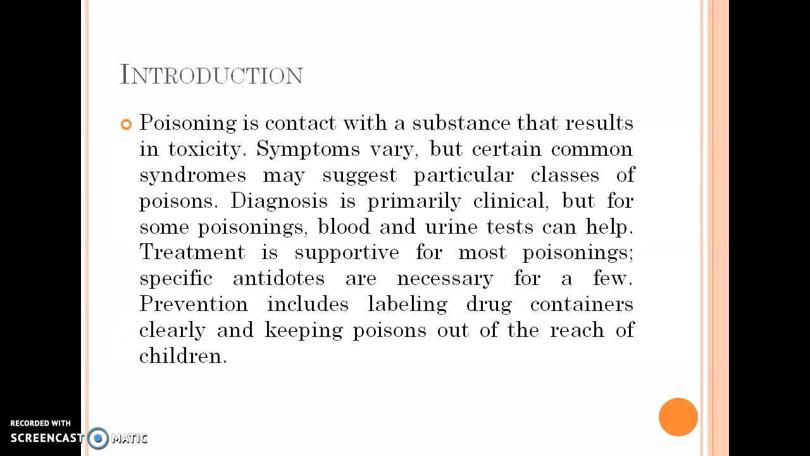Let's have some of the introductory highlights. Poisoning is contact with a substance that results in toxicity. Symptoms vary, but certain common syndromes may suggest particular classes of poisons. Diagnosis is primarily clinical, but for some poisonings, blood and urine tests can help. Treatment is supportive for most poisonings. Specific antidotes are necessary for a few. Prevention includes labeling drug containers clearly and keeping poisons out of the reach of children.